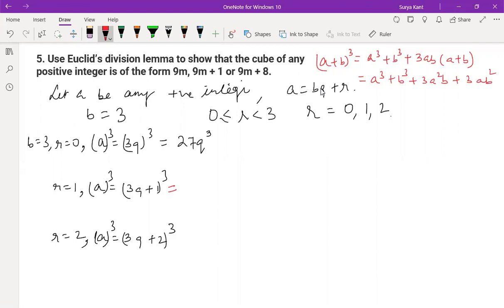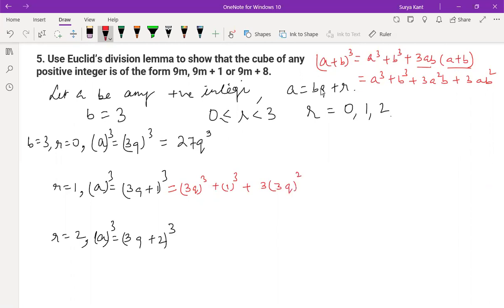Okay, is it clear? So (a plus b) whole cube is a cube plus b cube plus 3ab into (a plus b). Or after multiplying this 3ab inside, you will get a cube plus b cube plus 3a square b plus 3ab square. Is it clear, children? So all of you do this part, (3q) cube plus 1 whole cube. You'll get here a cube plus b cube plus 3ab into (a plus b). Don't write 3ab here, directly you can write 3a square b.